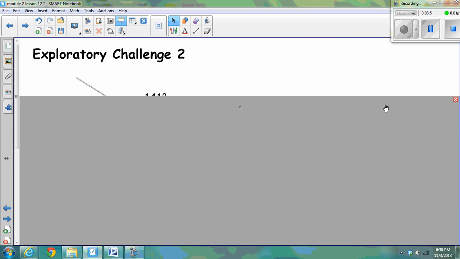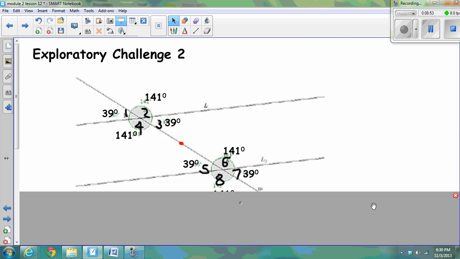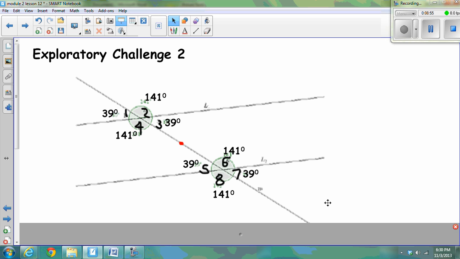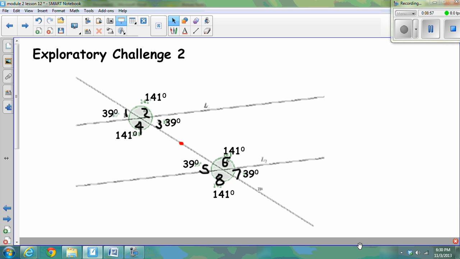Okay, let's look at the angle measures that I have. I had to write over them on the smartboard because the image didn't copy very well. So it's the same picture that you have. There's angles 1, 2, 3, and 4, 5, 6, 7, and 8. And the degree measures are 39 degrees for angles 1 and 3, and 5 and 7, and 141 degrees for angles 2 and 4, and 6 and 8.